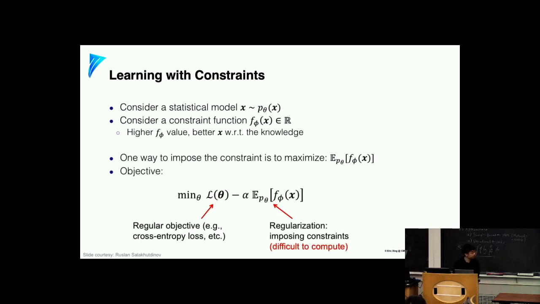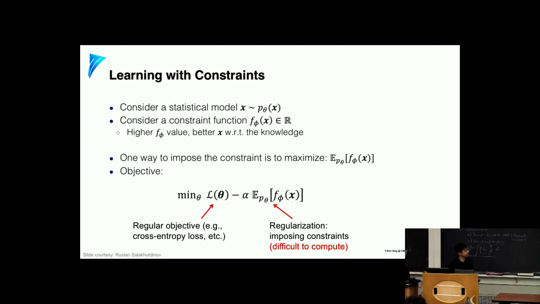And we have this objective. We want to minimize these two terms. Here, L is the regular objective, the regular loss, for example, it can be a cross-entropy loss in classification. This is a regular objective. And we additionally add this term as a regularization to impose this constraint.